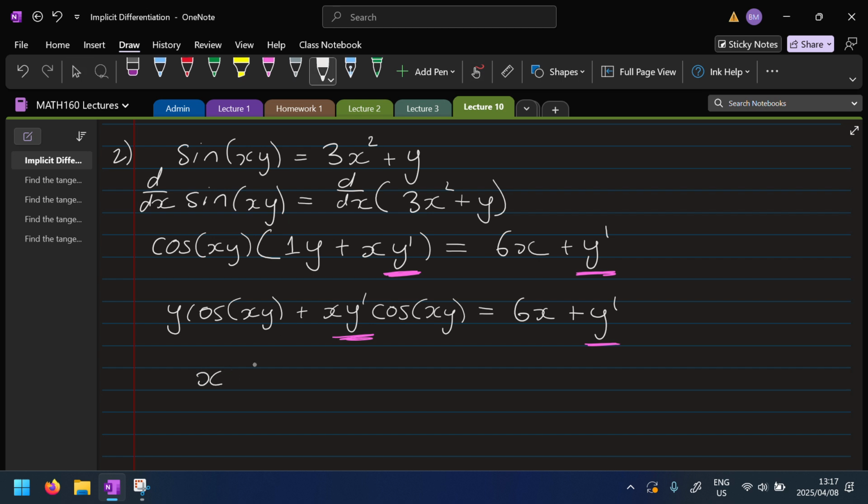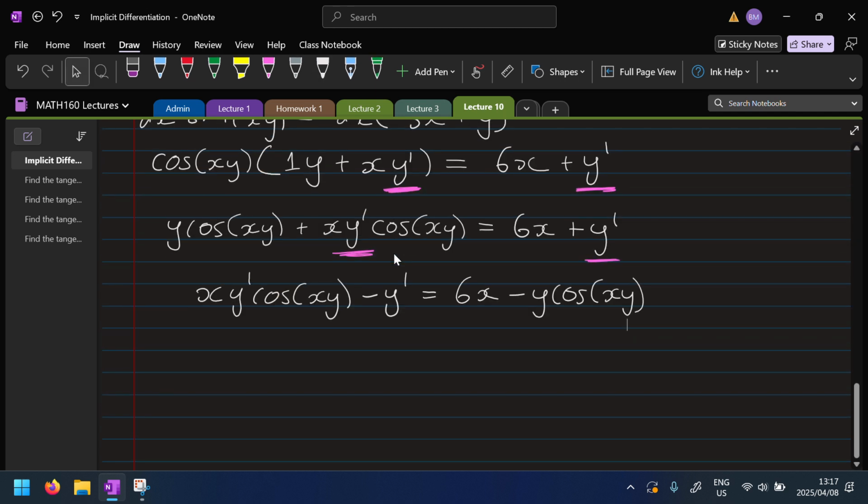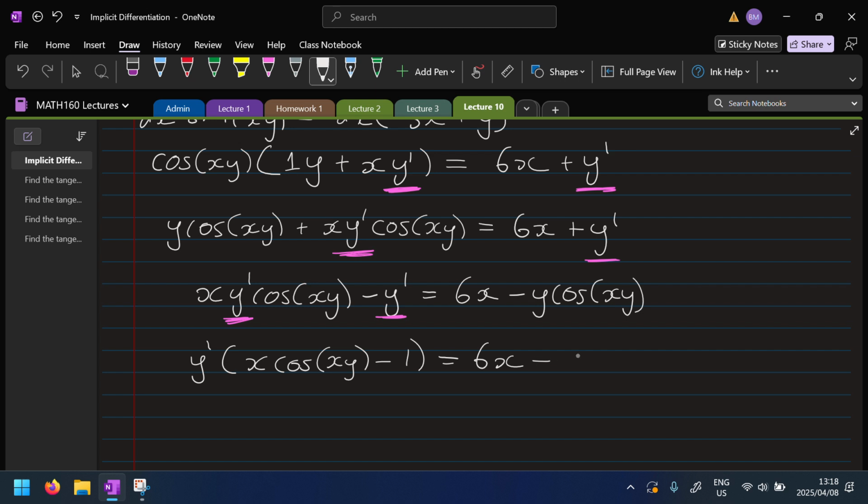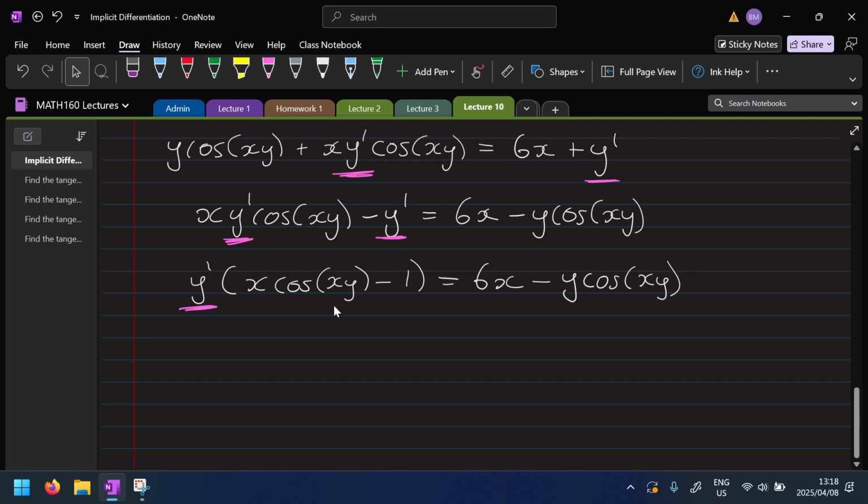So on this side, we're going to keep the x y prime cos xy, and then we're going to take over the y prime from the other side. And then on this side, we're going to keep the 6x and then take over the y cos xy. Okay. And again, the goal is to solve for y prime. So let's factor that out. So we're going to have y prime times x cos xy minus 1, that's left over. This is equal to 6x minus y cos xy. Okay, and again, we want this y prime by itself, so let's divide through by that other term.